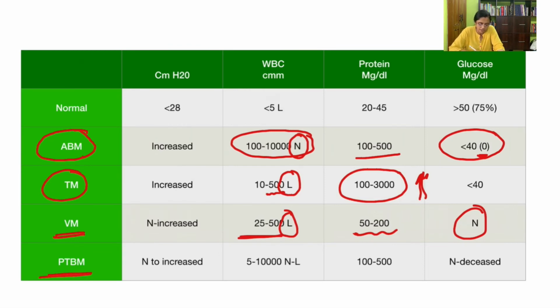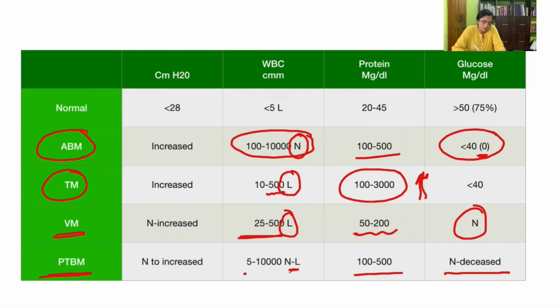In partially treated meningitis, this can sometimes appear to be like viral meningitis, but here what you have to notice is that the sugar can be normal to decreased and the protein is also high, as well as the counts might be in any range from 5 to 10,000. Initially it can be neutrophilic, and later in the treatment course it can be lymphocytic also. So you can remember this chart, which will make it easier to solve such questions.